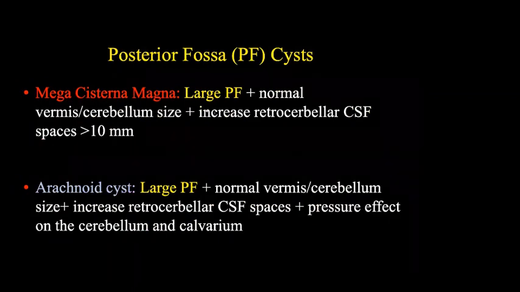And then megacisterna magna can result in a large posterior fossa, but there is normal vermis and cerebellum size, and so only the retrocerebellar CSF spaces are increased, becoming more than 10 millimeters. The way that you can tell this versus arachnoid cyst, which is basically the same, large posterior fossa and prominent CSF spaces, is if you see pressure effect on the cerebellum or the vermis or the calvarium, then you would call it arachnoid cyst rather than just a megacisterna magna.